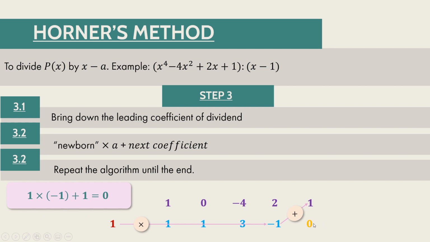So this is the end of the process. And now we have a list of coefficients. The final step is to write back the quotient and the remainder from the numbers that we have achieved. How can we do that?